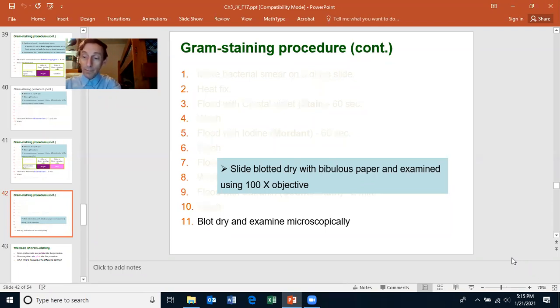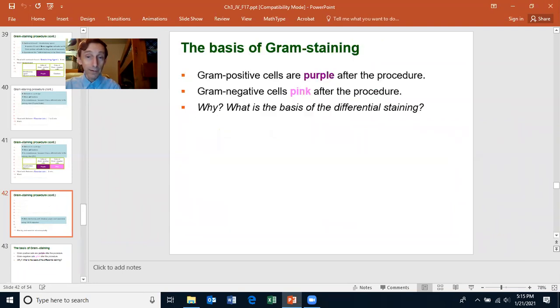That does not remove at least most of the cells, and it removes most of the water. The droplets of water that are left on the slide, and I'm not talking about droplets, I'm talking about micro droplets. They will not interfere with your viewing, and they will air dry very quickly. And if you apply oil to the slide, those micro droplets won't cause any problem even with the oil. So you blot the slide with bibulous paper, and then you can examine it under the microscope, including with oil under the 100x oil immersion objective. Any questions about any of that? That is the gram stain procedure in depth.